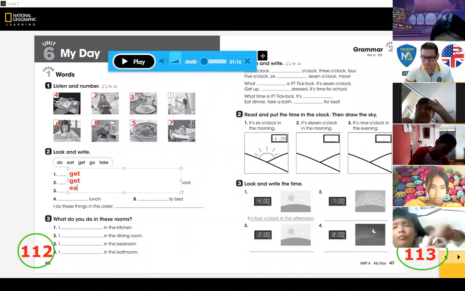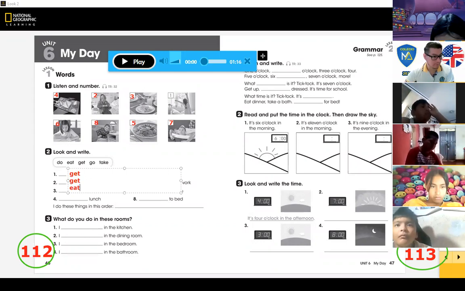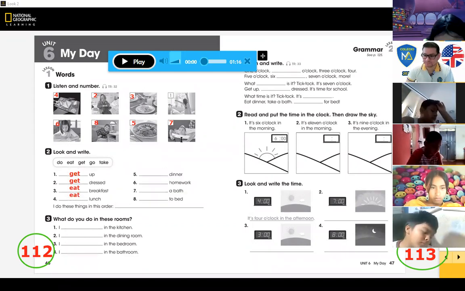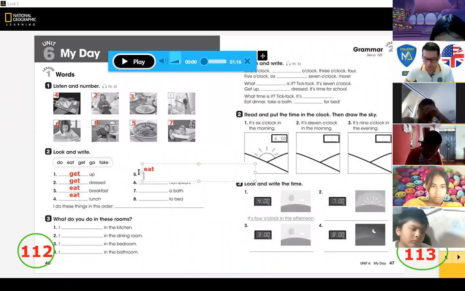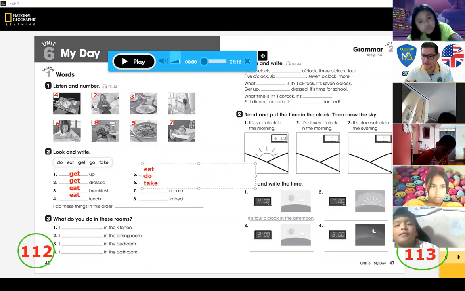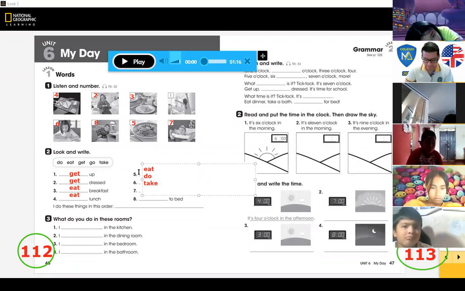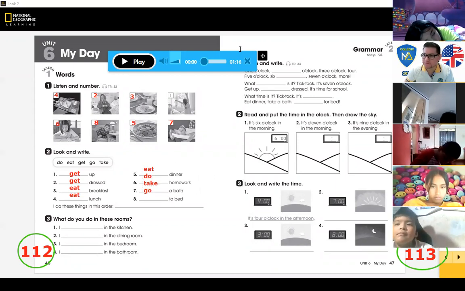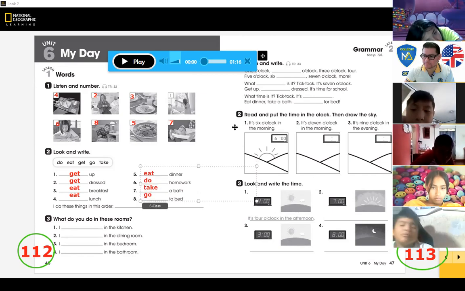You say eat breakfast. With lunch, you say eat lunch. Now dinner, you say eat dinner. With homework, you say do homework. Now, bath, you say take a bath. Now, bed, you say go to bed. Yeah, this is how you use these verbs.